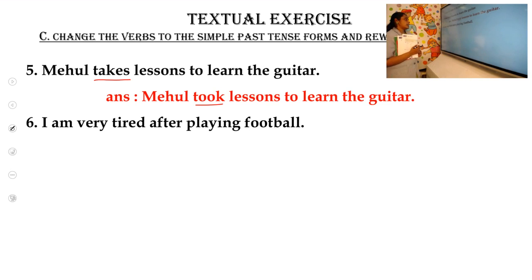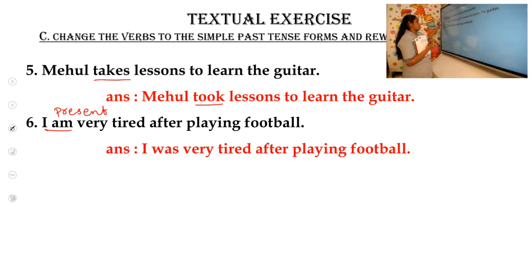Next, I am very tired after playing football. This is the present tense, so we have to change this into past tense. Am is a present tense verb. What can we write? I was very tired after playing football. Am is a present tense verb and was is a past tense verb.